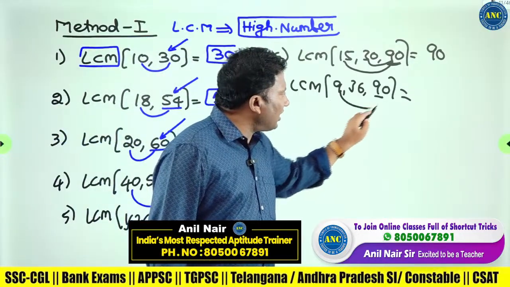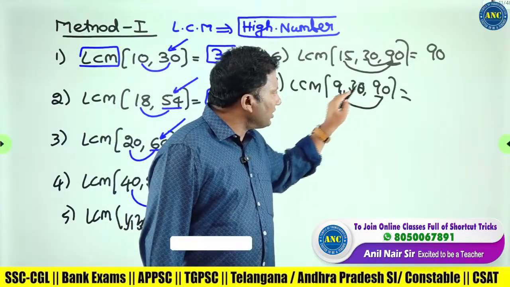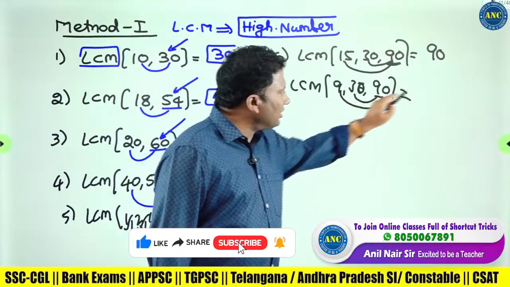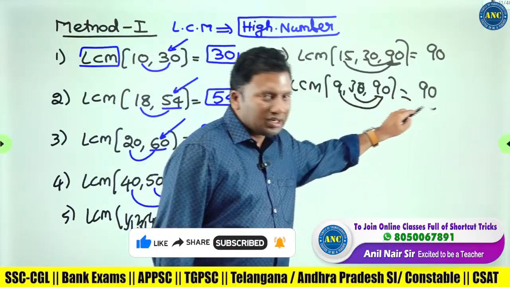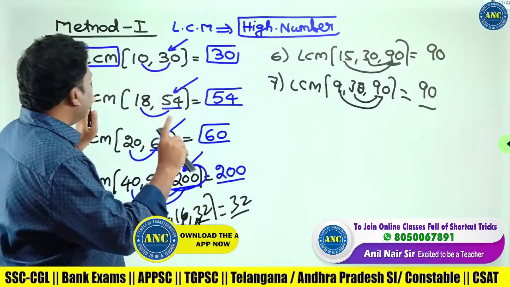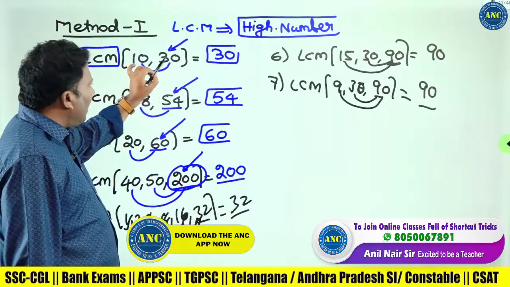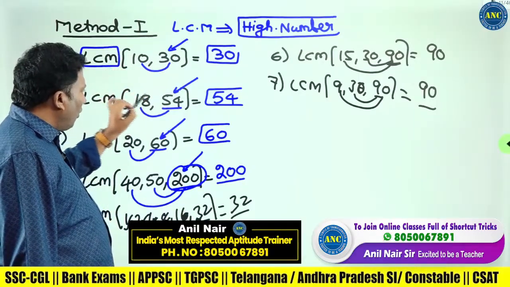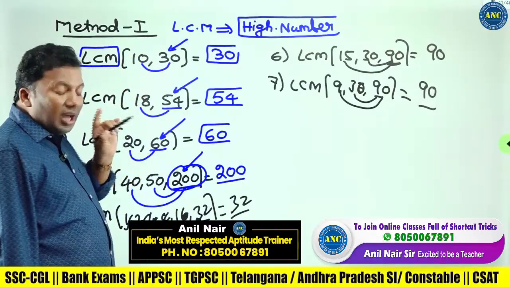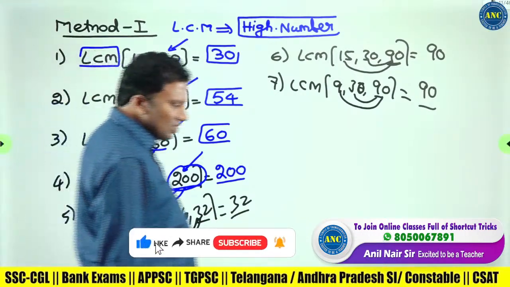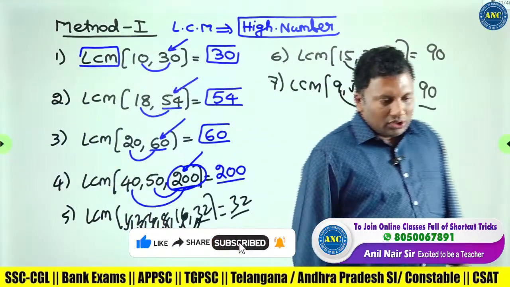9, 36, 90. 9 tens are 90. We will take 30 instead of 36. That I will discuss in multiple methods. 30 threes are 90. What is the answer? 90. Online students, I hope the idea is clear. Method 1 is, if the largest number is getting divided by all the other numbers, the largest number is the LCM. Please write down: largest number is the LCM.